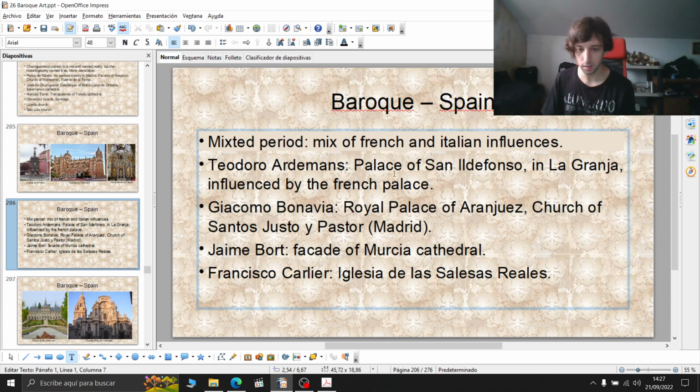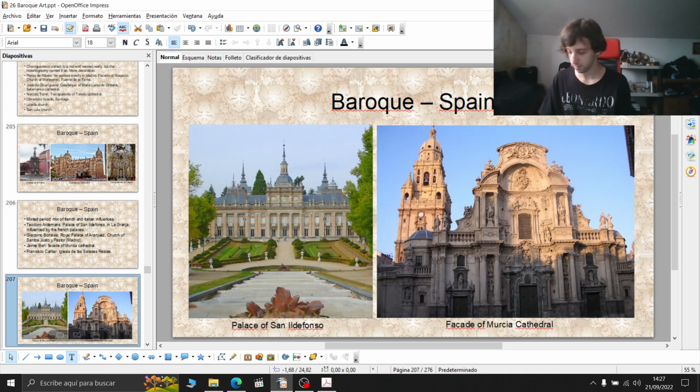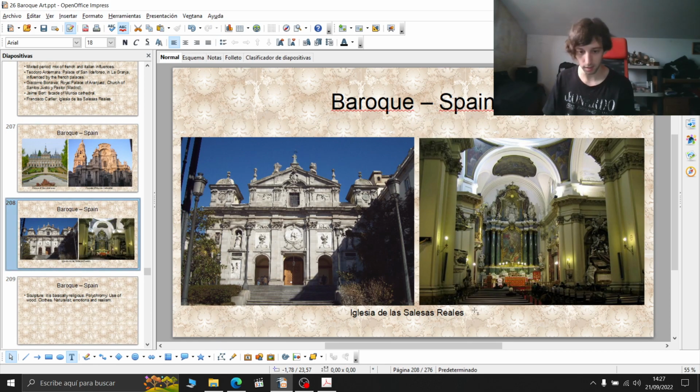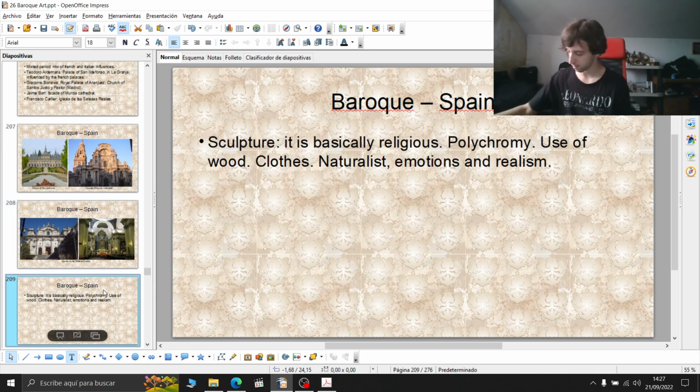Teodoro Ardemans with Palace of San Ildefonso in La Granja, influenced by the French Palace. Giacomo Bonavia, Royal Palace of Aranjuez, Church of Santos Justo y Pastor in Madrid. Jaime Bort with the Facade of Murcia Cathedral, and Francisco Carlier with Iglesia de las Salesas Reales. Here Palace of San Ildefonso, Facade of Murcia Cathedral, and Iglesia de las Salesas Reales.